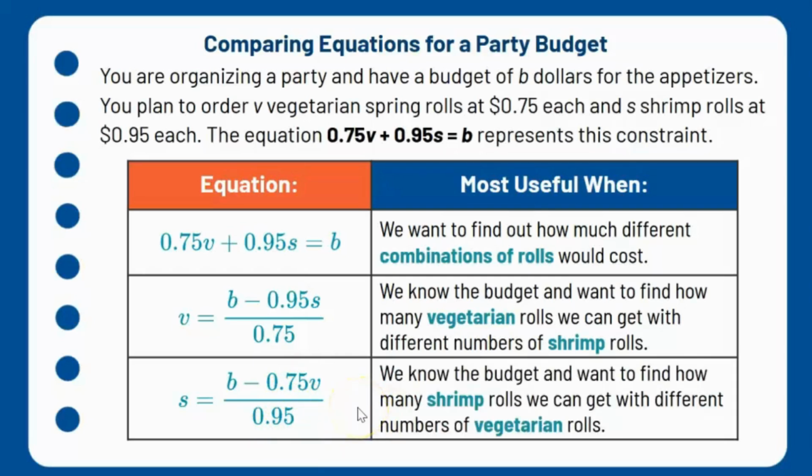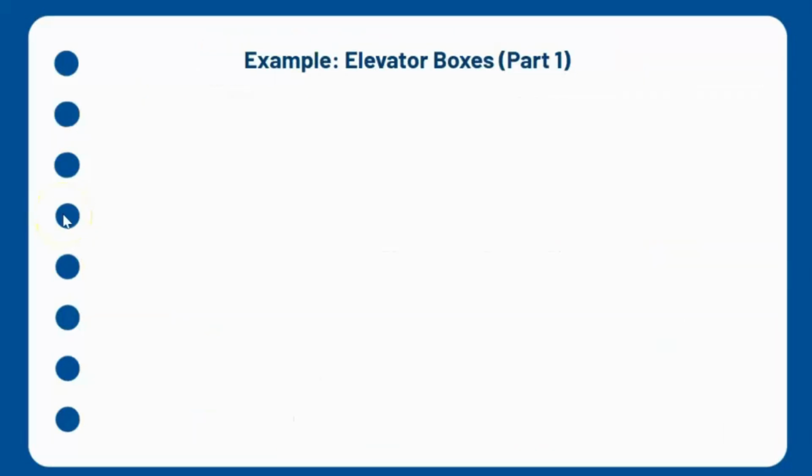This equation is most helpful when we know the budget and want to find out how many shrimp rolls we could get if we ordered different numbers of vegetarian rolls. Let's look at another example to practice solving for different variables, this time regarding elevator boxes.